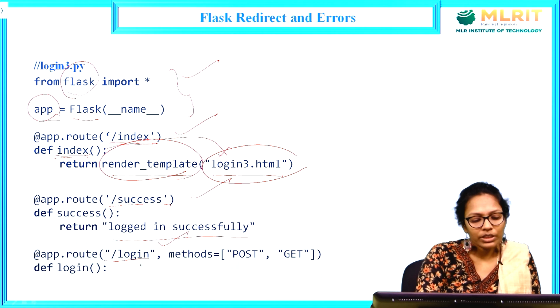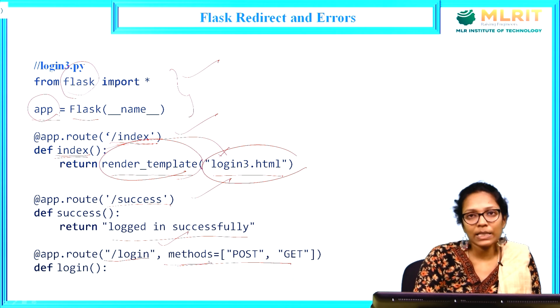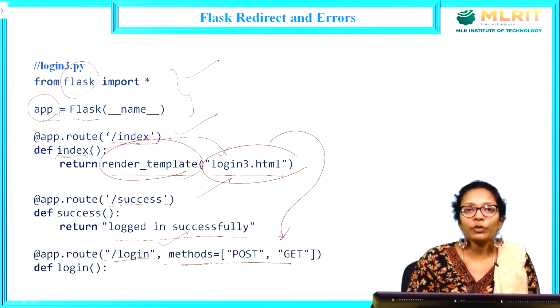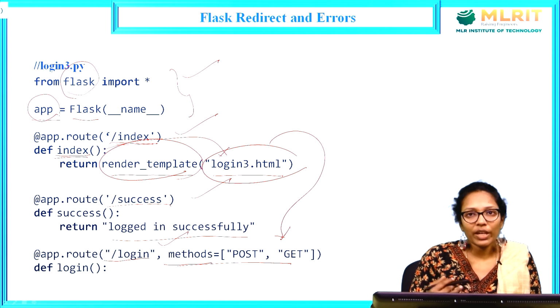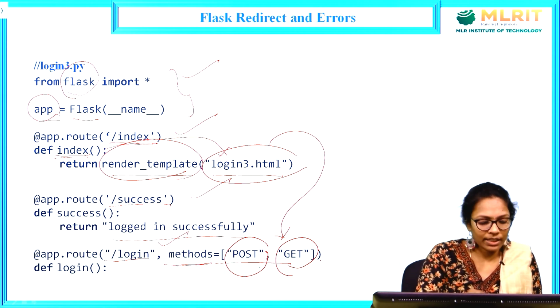For this route method, we also have a second optional parameter, options. Here we are passing options as methods. What are the possible methods we have? From the front end login3.html, you're sending some data to the server. How are you sending the data to the server? We have two possibilities here, either using the post method or using the get method. So I'm mentioning the possible methods here: it may be post or it may be get.